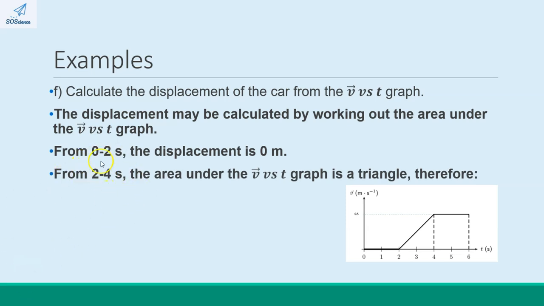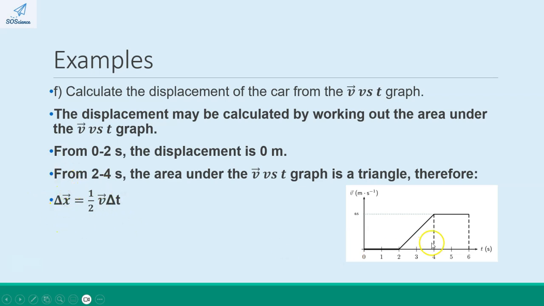From 2 to 4 seconds, there is an area under the velocity time graph, but note that it's a triangle. So for a square or a rectangle, we can work out area as length times breadth. For a triangle, we have to halve it. It's half length times breadth. But we don't set it up like that. We have to set it up as x, v, and t in those terms.